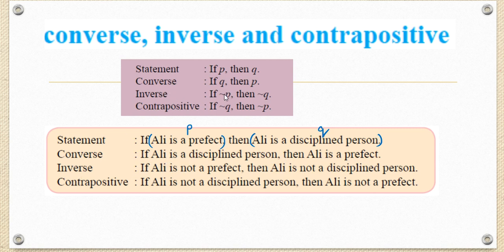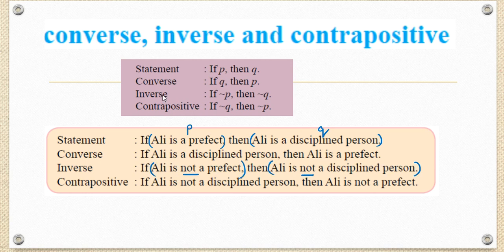Okay. Next would be the inverse. Here, this is tilde P. Remember what tilde P means? Negation of P. If negation of P, then negation of Q. It's still the same P and Q, but they add negation in front. This is inverse. Negation means you add a not or no. So if Ali is not a prefect, then Ali is not a disciplined person.